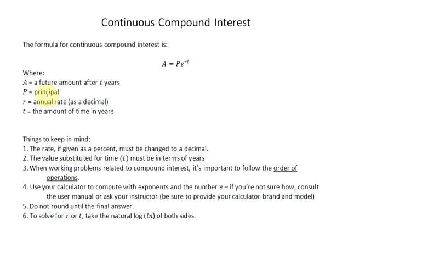P is the amount initially invested or borrowed, R is the annual rate as a decimal, and T equals the time in years. Notice I did not define the letter E, and that is because E is not a variable. E is actually a number that is the same all the time, no matter what.